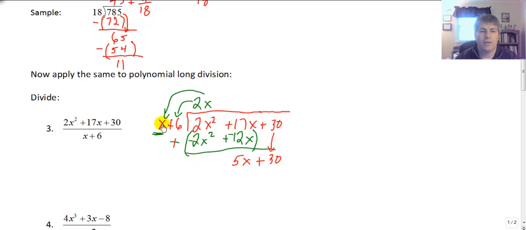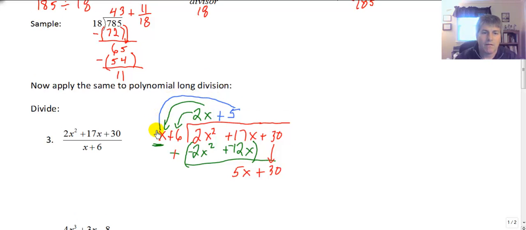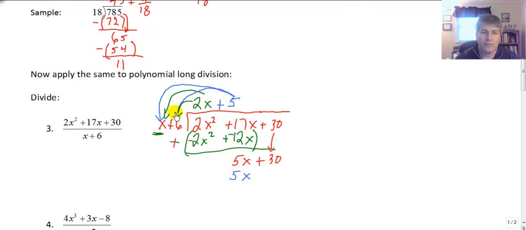and ask ourselves, how many times does x go into 5x? Well, x goes into 5x 5 times. So then we go ahead and multiply back. 5 times x is 5x, but we have to multiply the 6 as well. So 5 times 6 is 30.